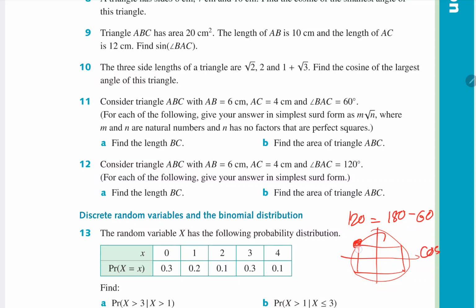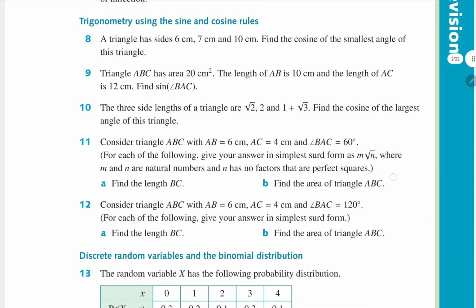Negative. Yes, cos will be negative. Therefore, cos of 120 will be negative cos of 60, because remember, the number is the same, the sign is different depending on which quadrant it is, based on the base angle. So negative cos 60 is negative 1/2, and the rest is the same.